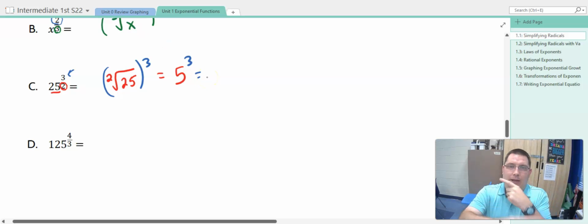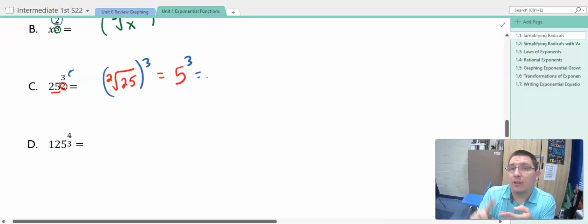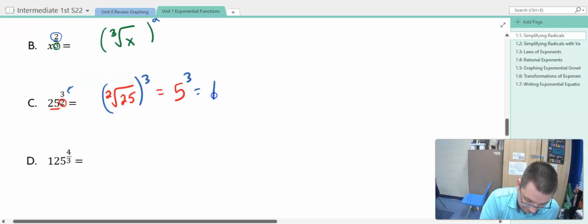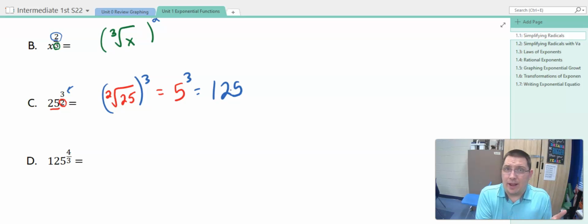And so what is 5 times 5 times 5? We actually did that a moment ago. 5 times 5 is 25, and 25 times another 5 is 125. Okay? So we see that we can simplify this in pieces. We can break up this originally fractional power and separate it into 2 pieces.